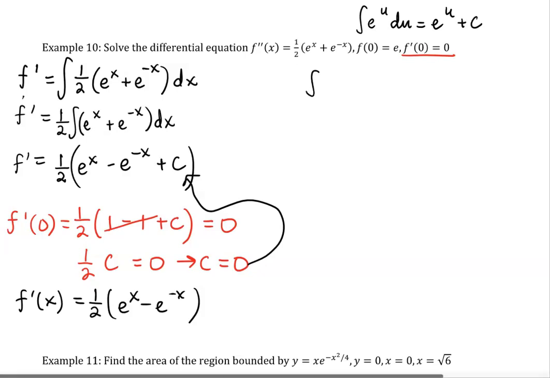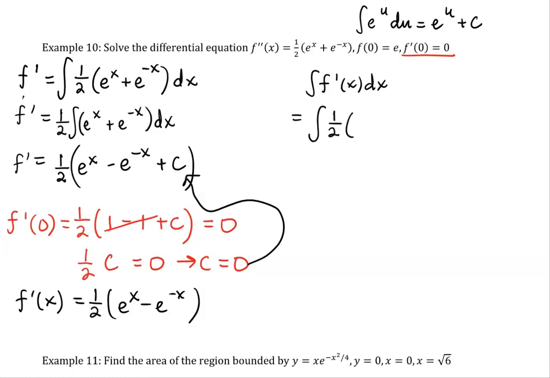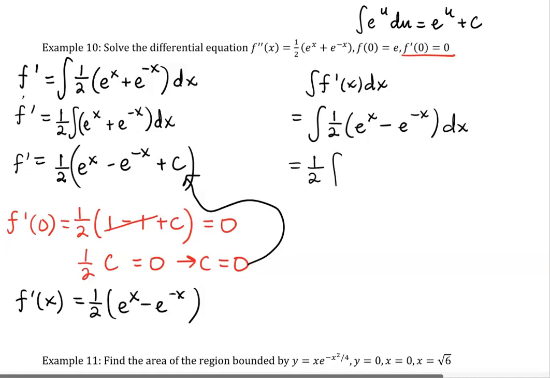So the integral of f prime of x dx is the integral of 1/2 e to the x minus e to the negative x dx. I'll just go ahead and pull that constant of 1/2 out in front. We've already integrated both of these terms, but we'll do it again.